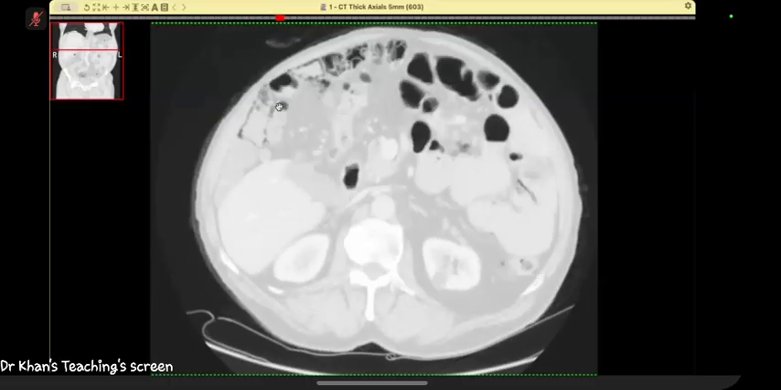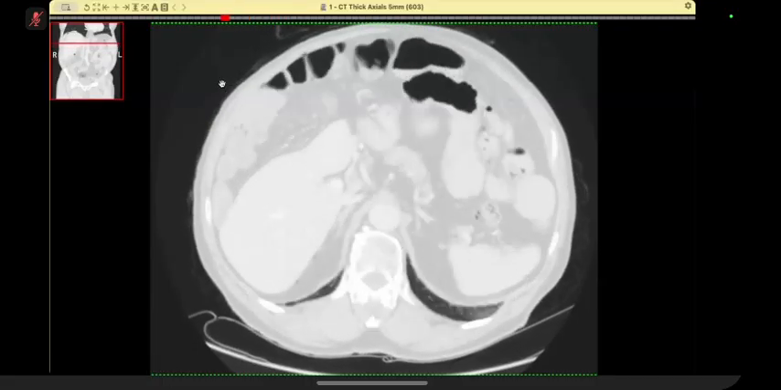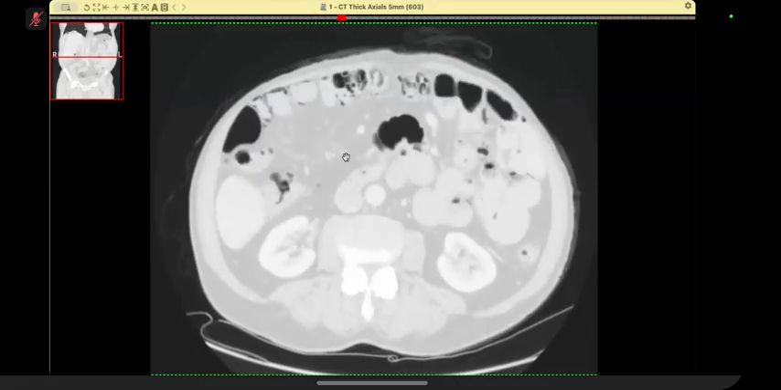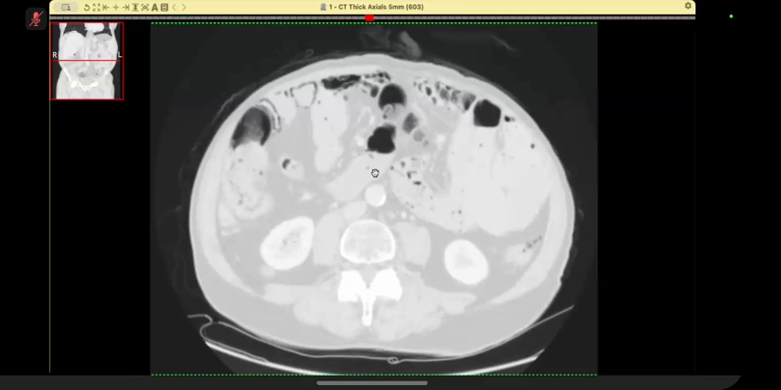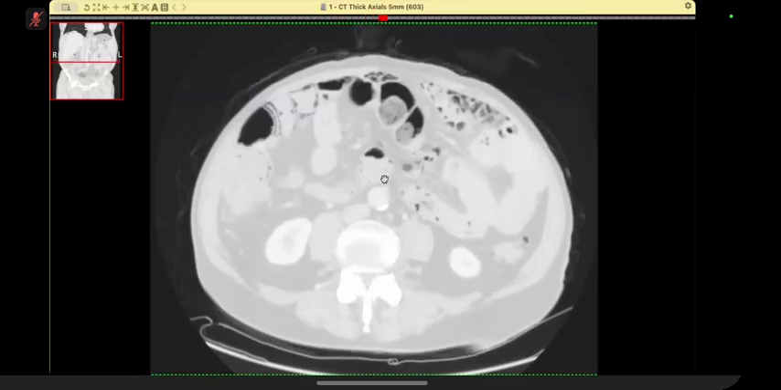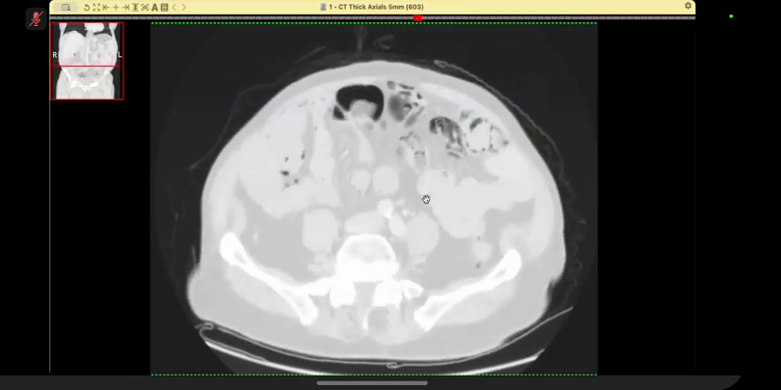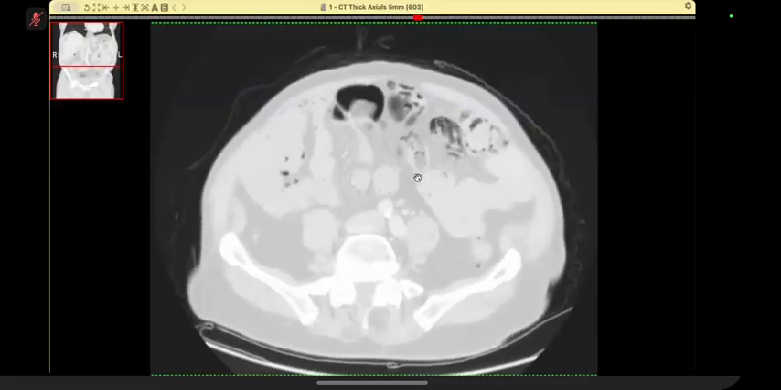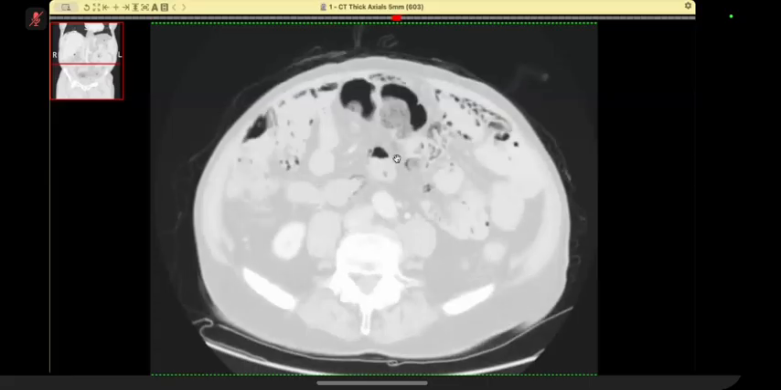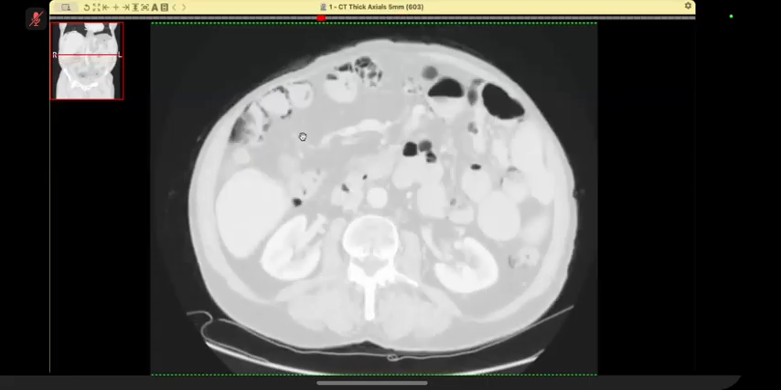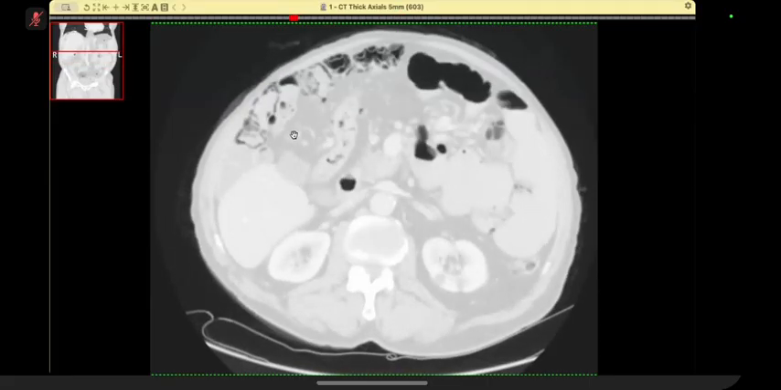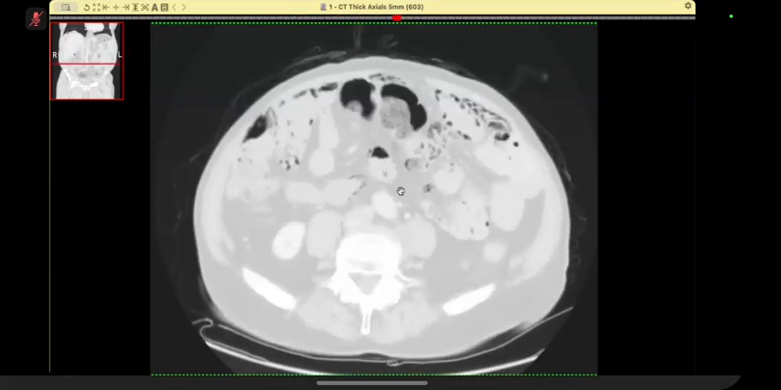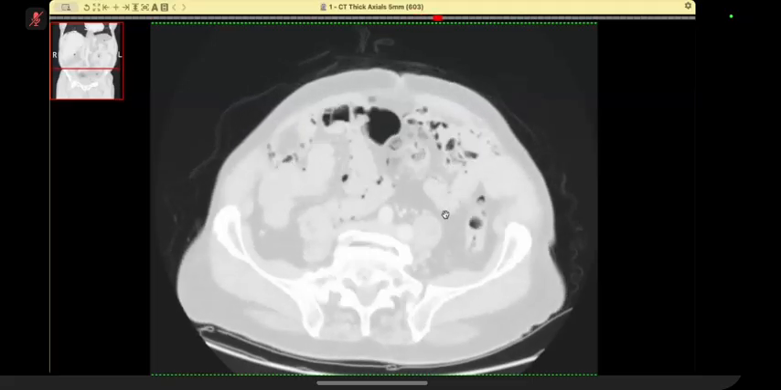I can also see some gas in the wall of the bowel, so this can represent pneumatosis intestinalis. However, looking at the lucencies within the bowel loops, there are large cystic-like areas within the bowel. So I'm thinking that this may represent pneumatosis coli as well in this patient. And I am trying to see the cause of the pneumoperitoneum.